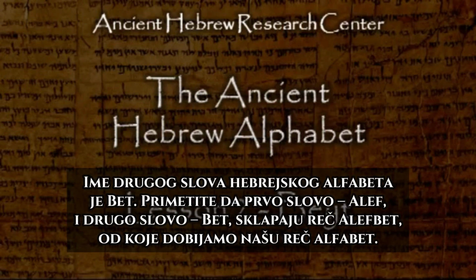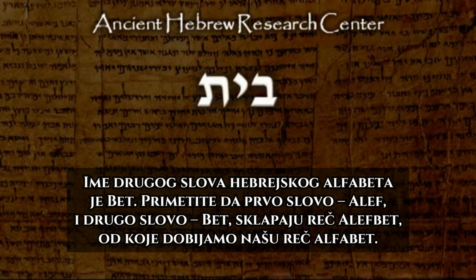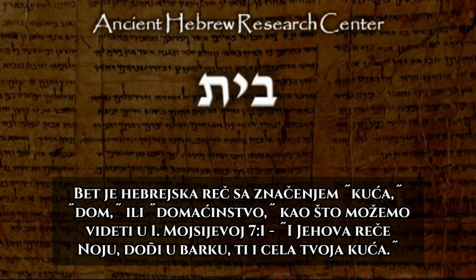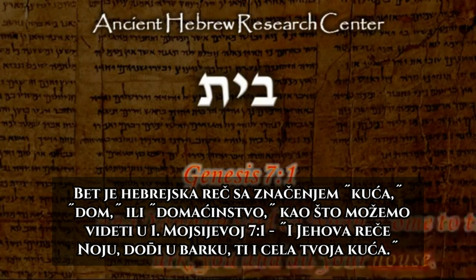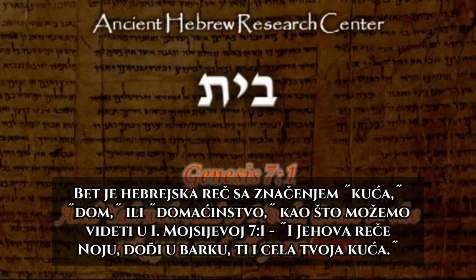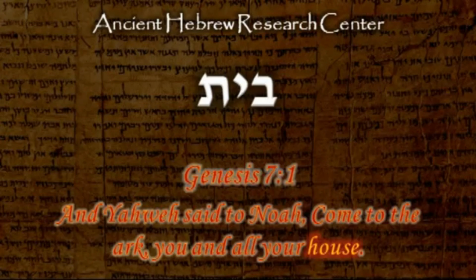The name of the second letter in the Hebrew alphabet is Bet. Notice that the first letter, Aleph, and the second letter, Bet, form the word Aleph Bet, where we get our word alphabet. Bet is a Hebrew word meaning house, home, or household, as can be seen in Genesis 7:1. And Yahweh said to Noah, "Come to the ark, you and all your house."